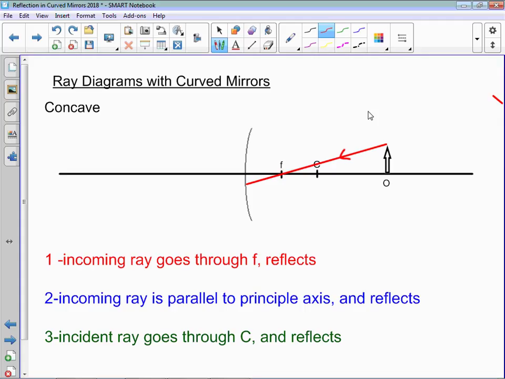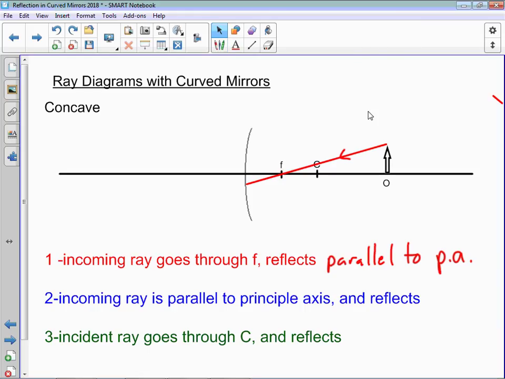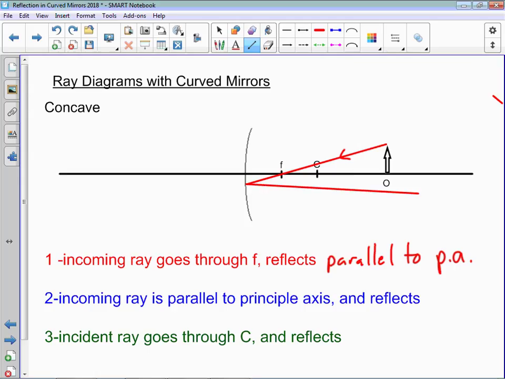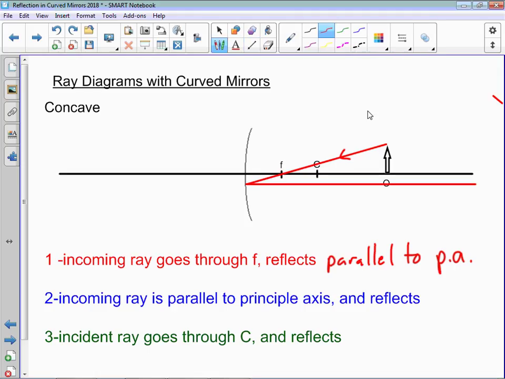It reflects parallel to the principal axis. We'll just use PA as a short form. If you're going to forget that, then write it down in full. So it reflects parallel to the principal axis. So let's draw my line here, coming from this point right there, and reflecting parallel to the principal axis, just like that. Okay? So it goes in here and reflects there. Always draw your arrows to show which direction the light rays are moving.